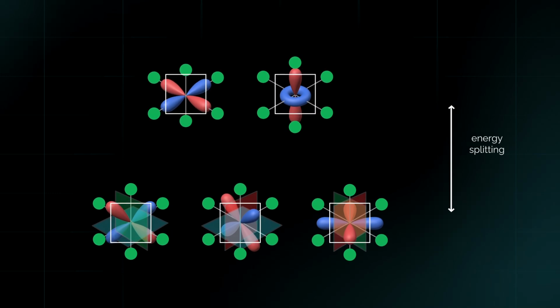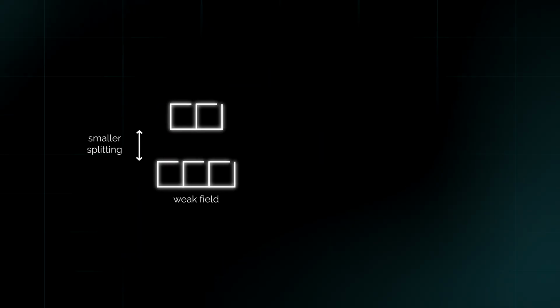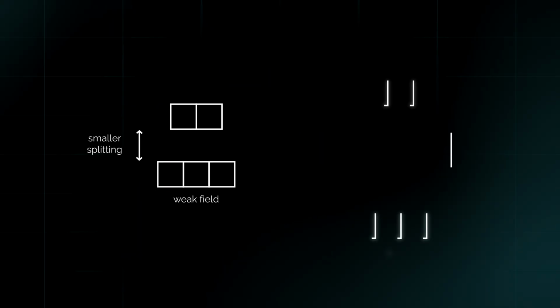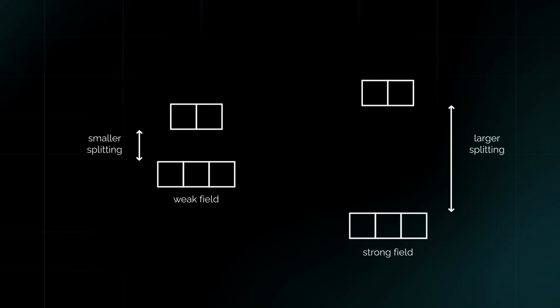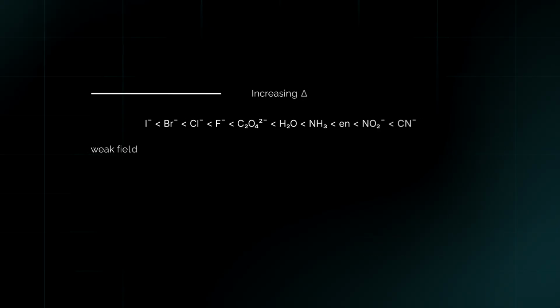Ligands vary in how much they split the orbital energies. Weak field ligands cause small splittings, while strong field ligands create larger ones. Chemists use experiments to rank ligands in the spectrochemical series, from weakest to strongest field. This ranking helps predict how metal complexes will behave. One key effect of this splitting is that it influences how electrons fill the orbitals.